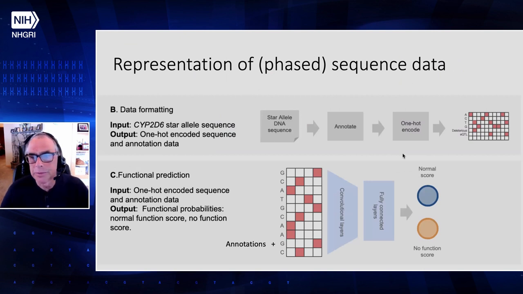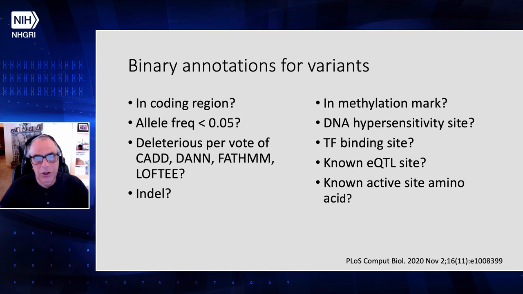So just to be clear, what we give at the very beginning, the equivalent of the pixels of an image, are the A, C, T's, and G's in the sequence, plus some annotations, which I'll talk about in a second. We take them through all of our layers of connection, and we wind up coming up with two scores, the score for normality and the score for no function. That's just how we did it. You could have done it as one, but we did it as two. It worked better. And then I'll talk about that in a second.